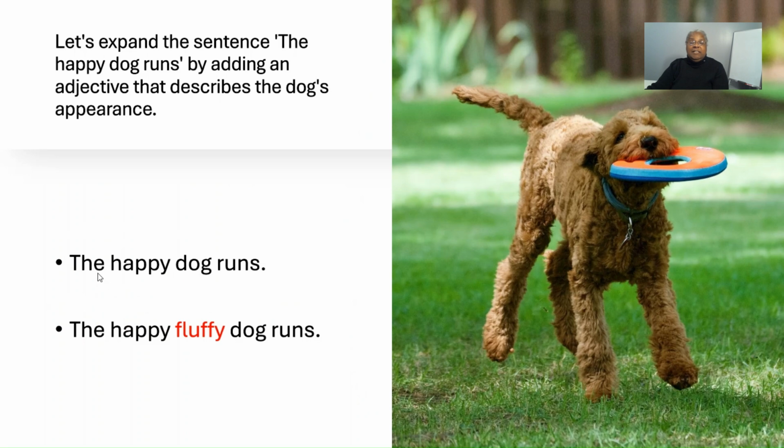Let's expand the sentence, the happy dog runs, by adding an adjective that describes the dog's appearance. The dog's fur appears fluffy. Therefore, we've added the adjective fluffy to describe the dog's appearance. Let us read the sentence together. Ready? Let us begin. The happy, fluffy dog runs.